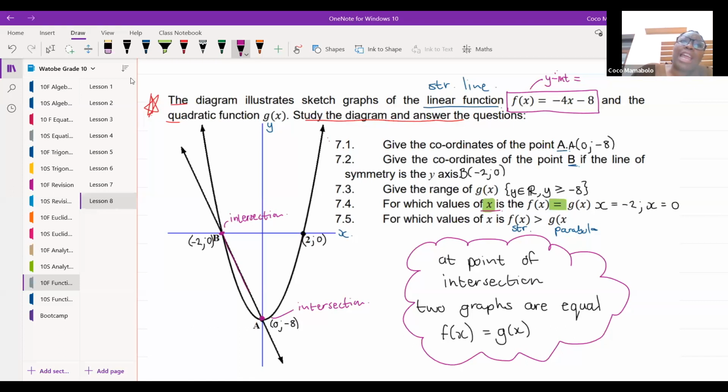Look, my straight line is above my parabola. Do you see how my parabola is below and my straight line is above? Do we see it? My parabola is below and my straight line is above. So we now know that because they want the x values where my straight line is bigger than my parabola, that's going to be all the points in between here and there.